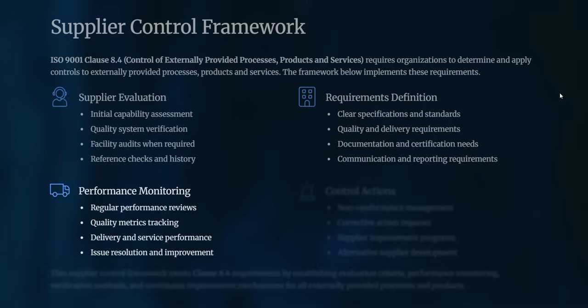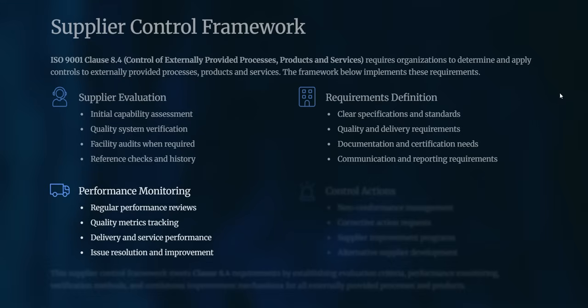In our supplier control framework, the third element is performance monitoring of our suppliers. It must include the following. First, regular performance reviews must be conducted. Quality metrics tracking must be maintained. Delivery and service performance must be monitored. And finally, issue resolution and improvement must be monitored.